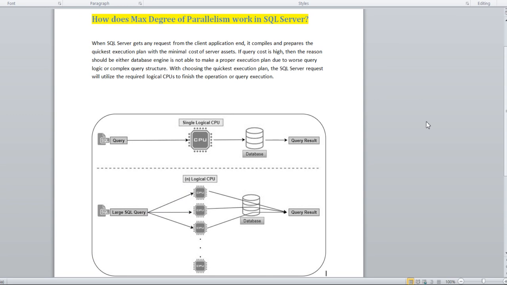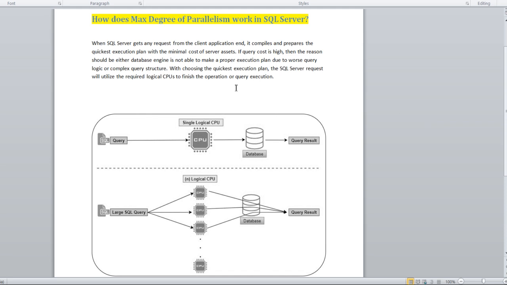So this diagram will make it clear how max degree of parallelism works. I am not going to deeply explain what max degree of parallelism is. Today's session is only about how it works, how the session is taken, and how the internal workflow happens.